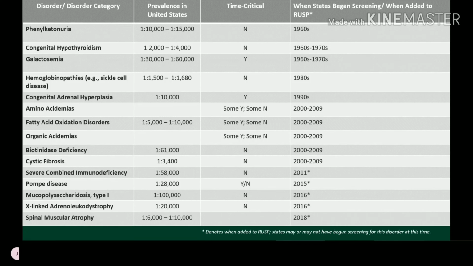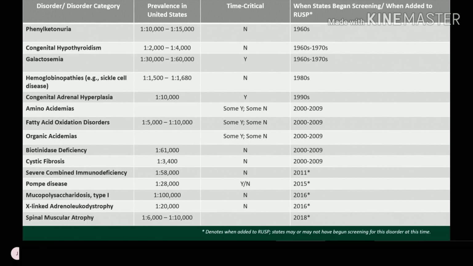This is a bit of a busy slide and is mostly here for your future reference, but the table does serve as a reference for conditions that are currently included on the federal RUSP. Some key takeaway messages from this table: one is that the disorders that we screen for are individually rare. But when we look at the birth prevalence and take it together, it's actually quite common for us to pick up a child with one of these conditions on newborn screening. In fact, over 12,500 newborns are diagnosed in the U.S. each year with one of the conditions detected through newborn screening.